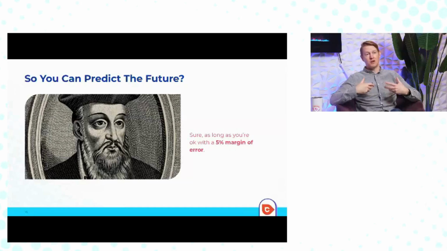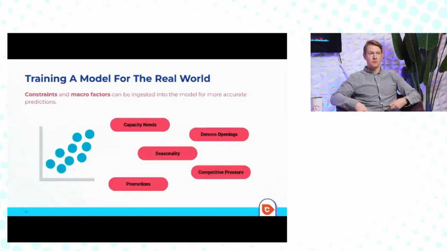And the good thing is, because we're using a model, the more we spend, the more we test, the more effective that model becomes, and the smaller that margin of error becomes. You can also help to train the model for the real world. So, if you just say, hey, generate the most amount of revenue model, it might give you stuff that doesn't make sense for your business because it's not taking into account things like capacity needs, seasonality, competitive pressure, de novo openings into net new markets, promotional periods that you're running.